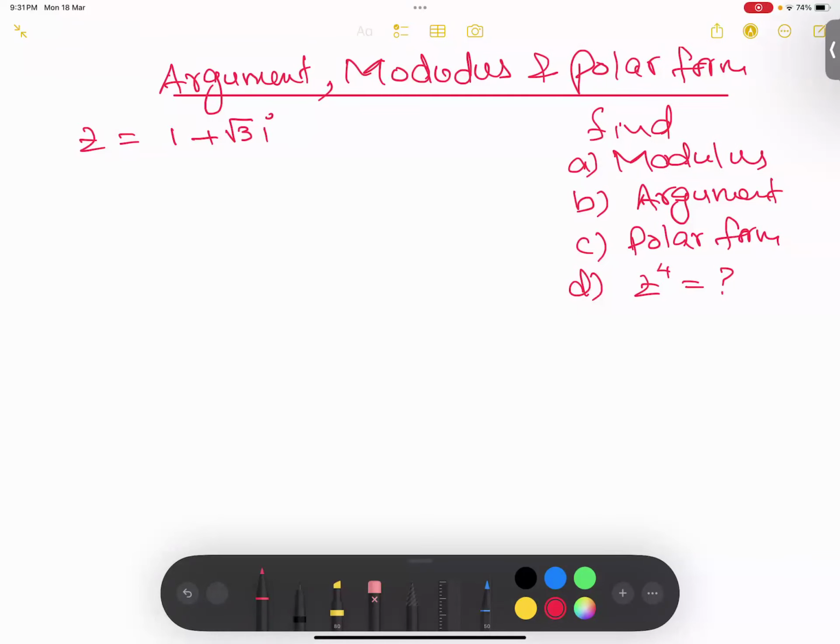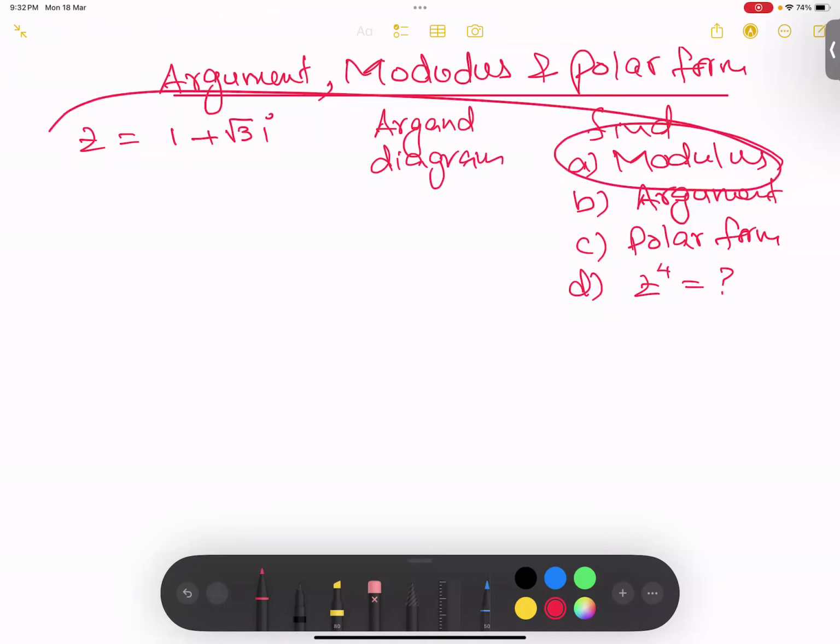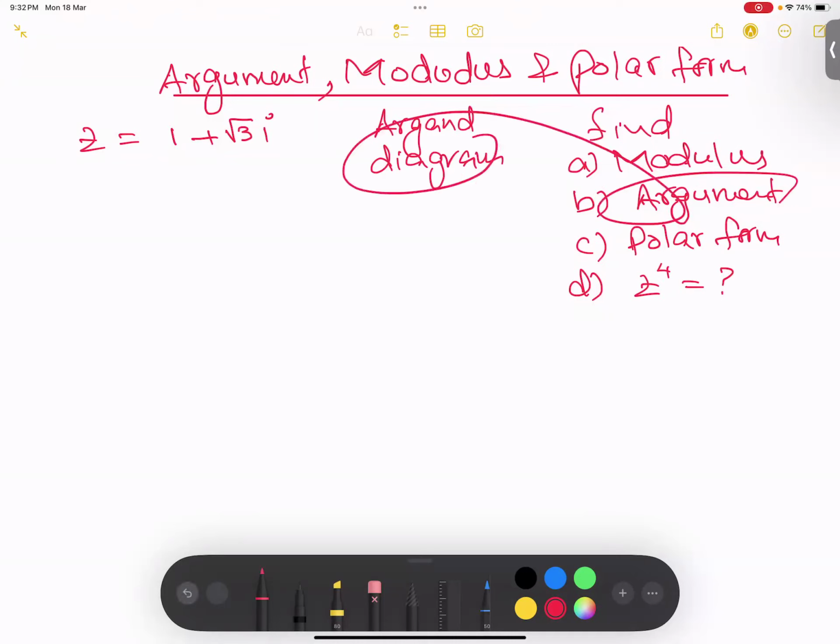Modulus. What is modulus? Okay, and I will do one more thing, an Argand diagram. So first of all, job number one: whenever it is modulus there is no problem, but when I go for the argument, as a teacher I suggest you please draw the Argand diagram first and then do it. So all of you concentrate.